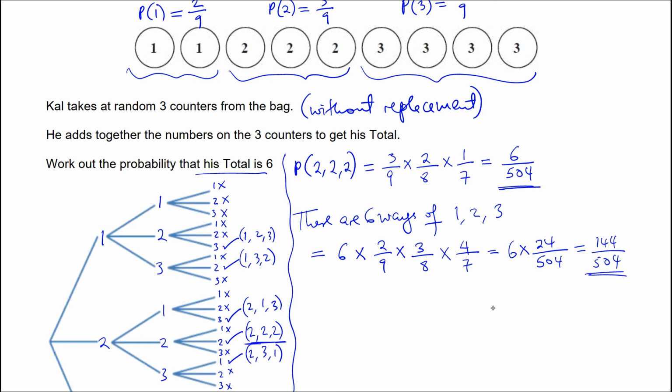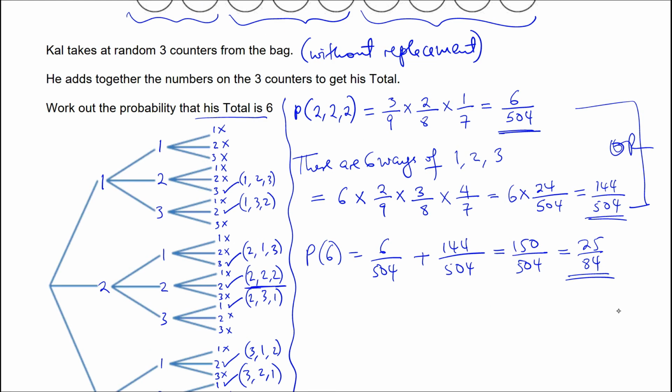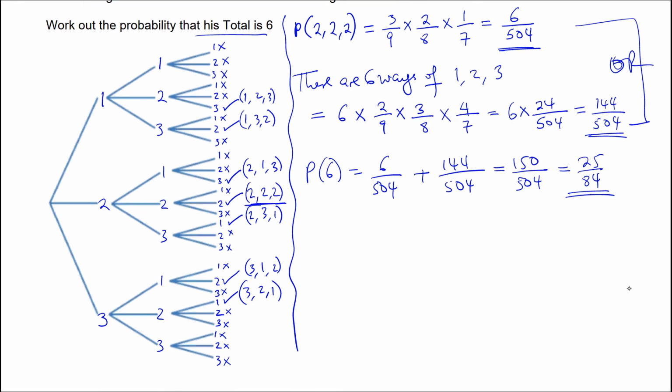All right, so now we need to add these two answers together. So getting a sum of 6 will be either this or that. That will be 6 over 504 or, and remember, or means you add, 144 over 504, and this will be equal to 150 over 504, which is equal to 25 over 84. And that's how you work out that question. So the tree diagram definitely helps to visualize what's going on.